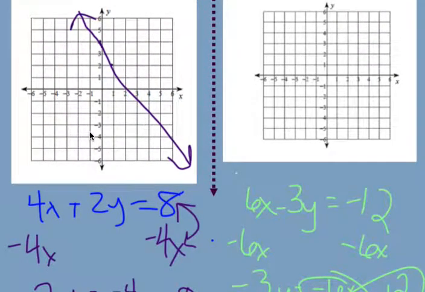I'm crossing the y-axis at 4. That's going to be right here. Then my slope is 2 over 1, so I'm going up 2 and over 1. And now, once I have 2 points, hopefully you can connect the dots a lot better than I can.